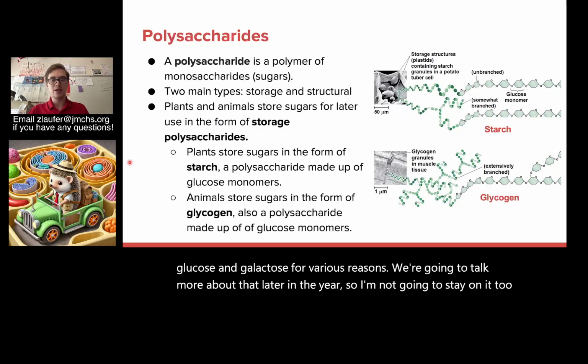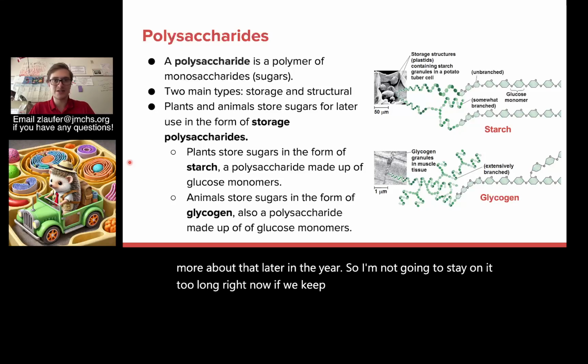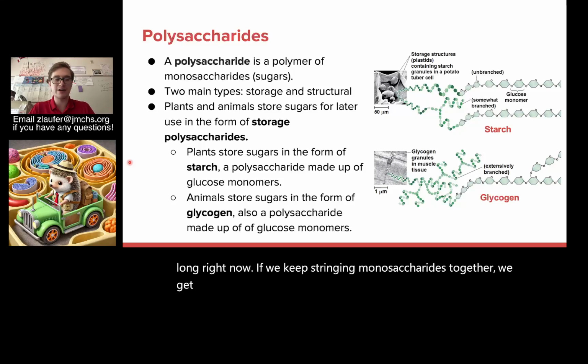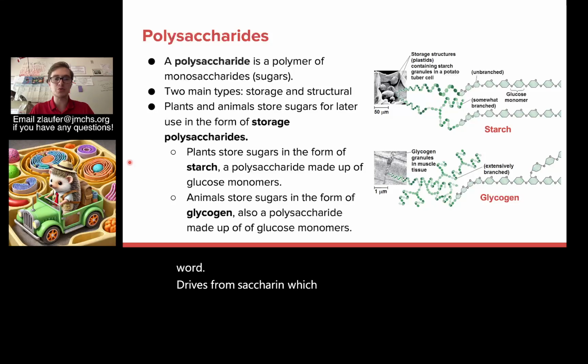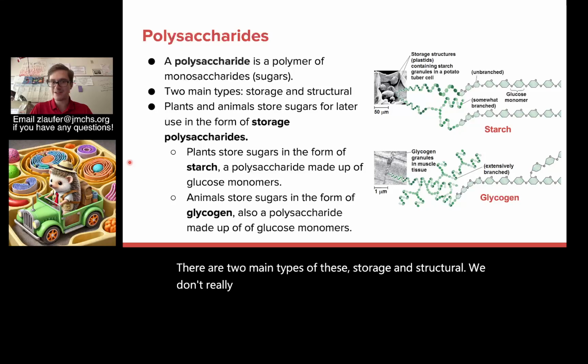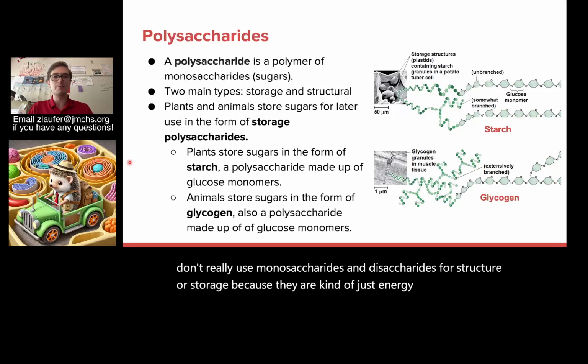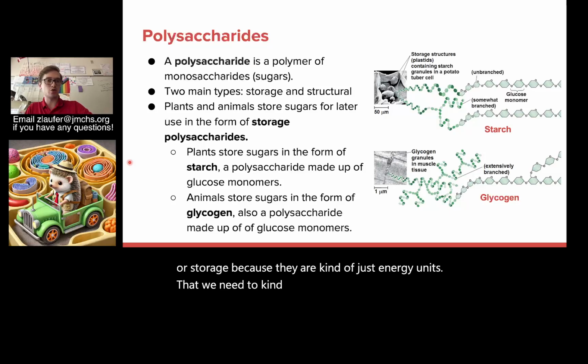If we keep stringing monosaccharides together, we get a polysaccharide, so just many saccharides, many sugars. The word saccharide derives from saccharin, which means very sweet. There are 2 main types of these: storage and structural. We don't really use monosaccharides and disaccharides for structure or storage, because they are just energy units that we need to break down to be stored.